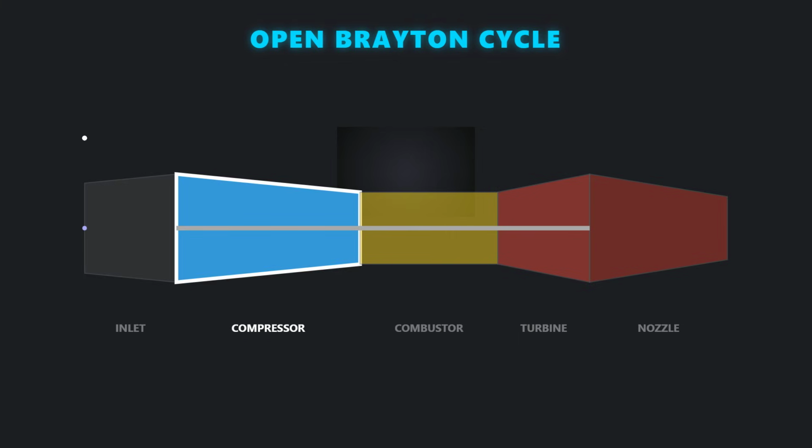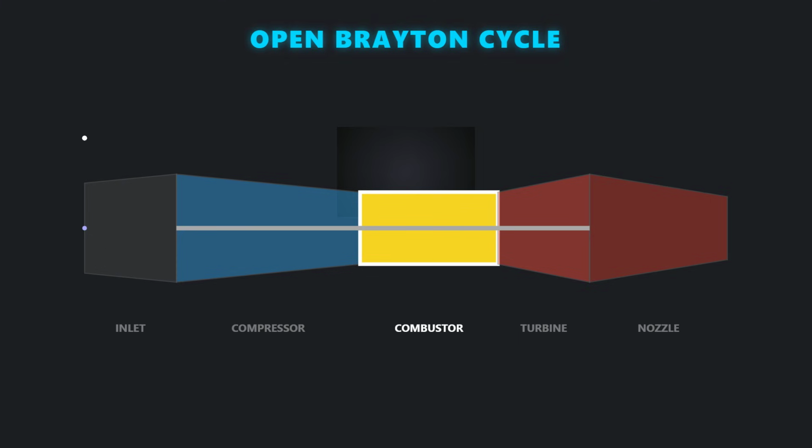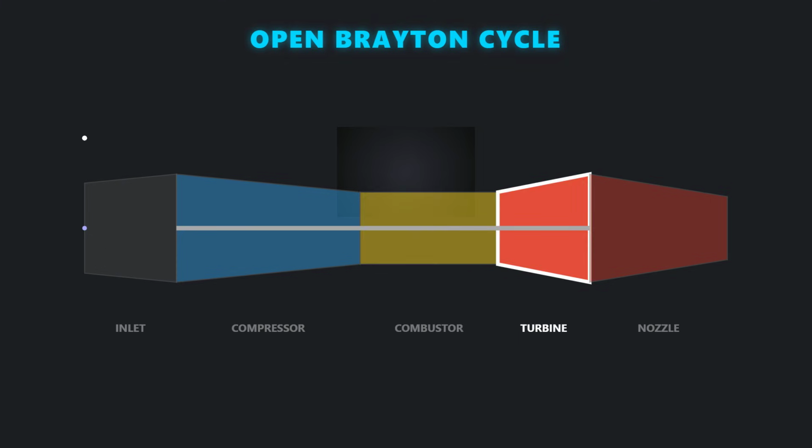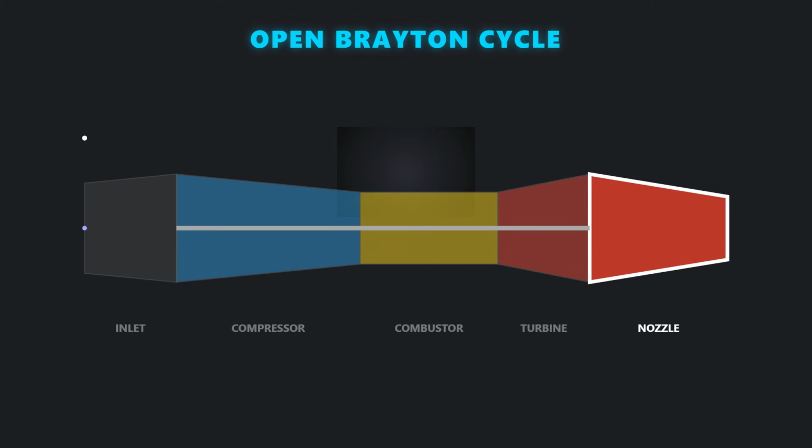The cycle begins as air enters the inlet and is subsequently compressed. This high-pressure air then receives thermal energy in the combustor. Following combustion, the hot gas expands through the turbine, extracting necessary work. Finally, the remaining energy is converted into propulsive thrust as the gas accelerates through the exhaust nozzle. The core function of the engine is to significantly increase the kinetic energy of the working fluid.